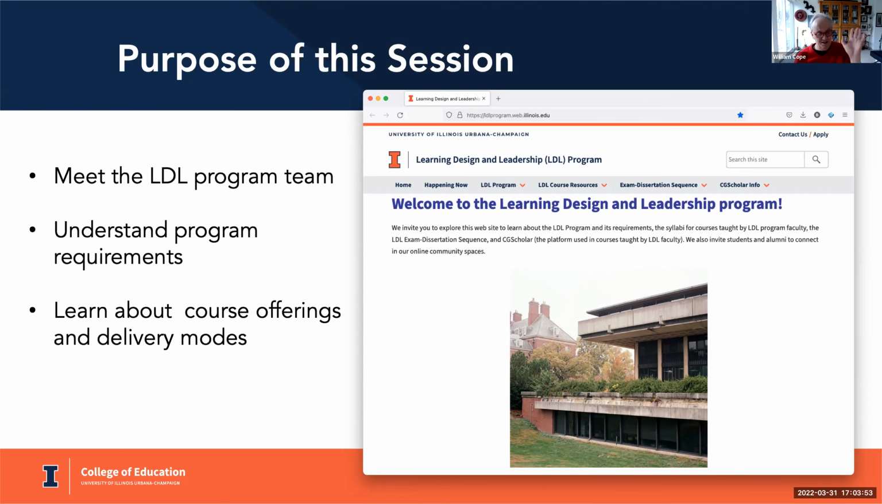We're going to understand the program requirements, learn about the course offerings and delivery modes, and also that is the website, which there's a screenshot of here on the right. Learning Design Leadership Program, ldlprogram.web.illinois.edu. So a lot of what we're talking about is there on the website, and there's a screenshot of the first page of the website.